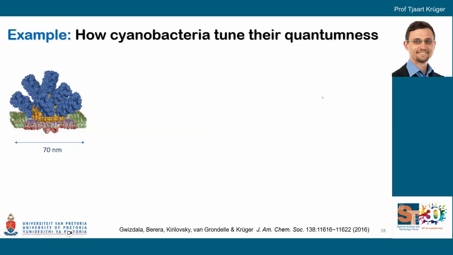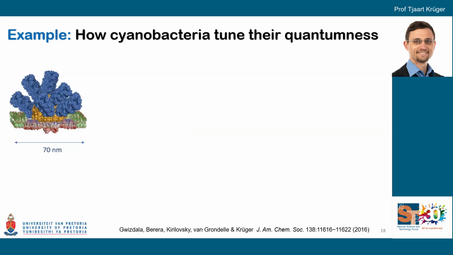Okay, and another example is the main light harvesting complex of cyanobacteria. And this actually presents us with an even more fascinating example. This is an enormous system. If you just think about atoms and molecules, how small they are. So here we are talking about a diameter of 70 nanometers. This is enormous for a biological pigment protein complex.